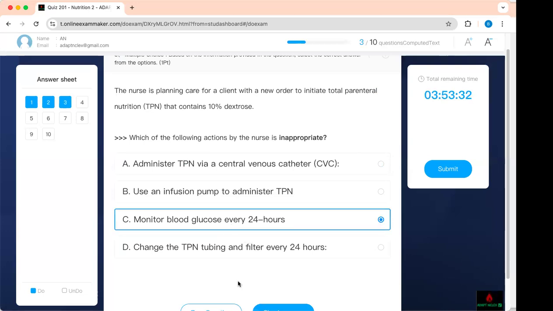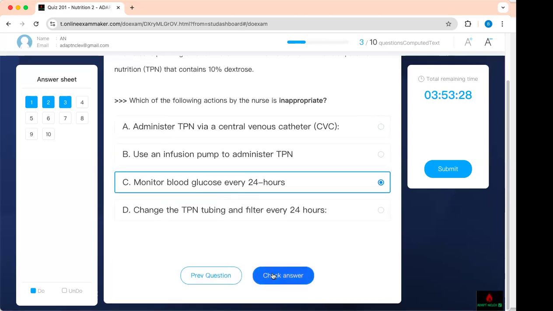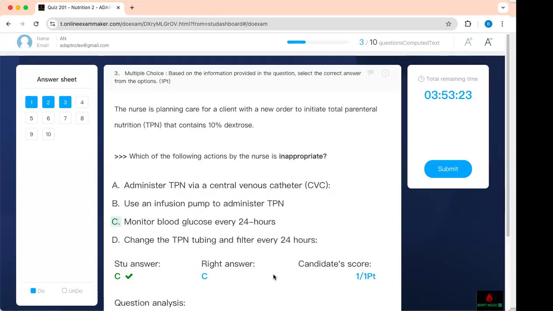Change the TPN tubing and filter every 24 hours. You can't use it more than 24 hours. So the bad, inappropriate action is checking glucose every 24 hours.